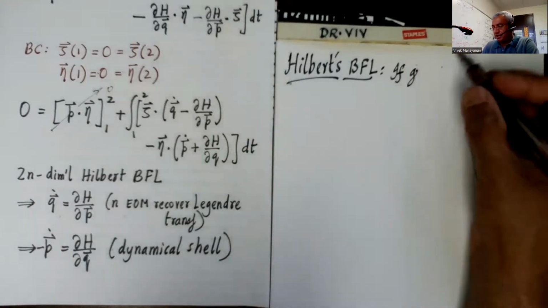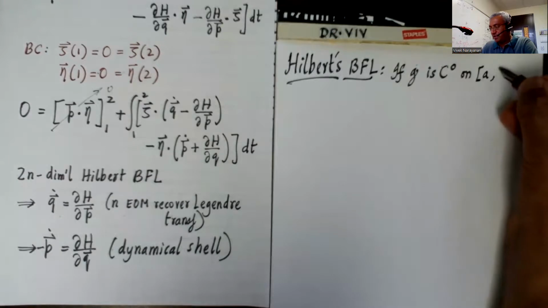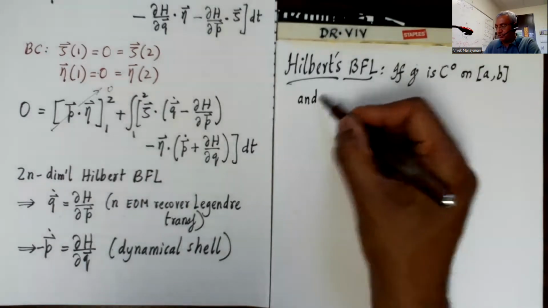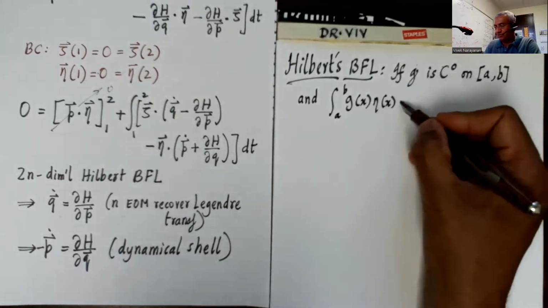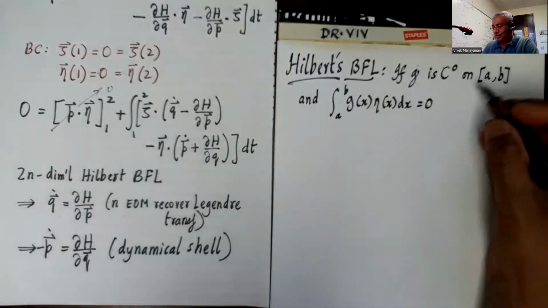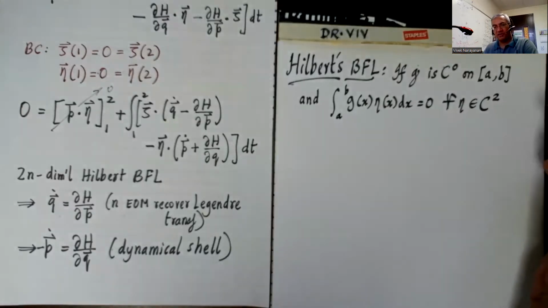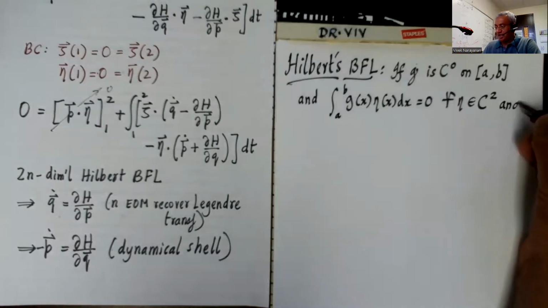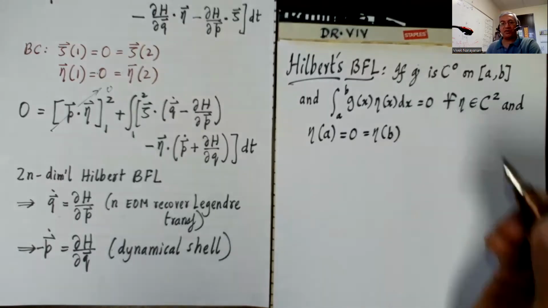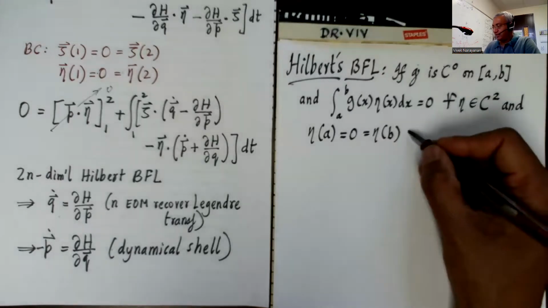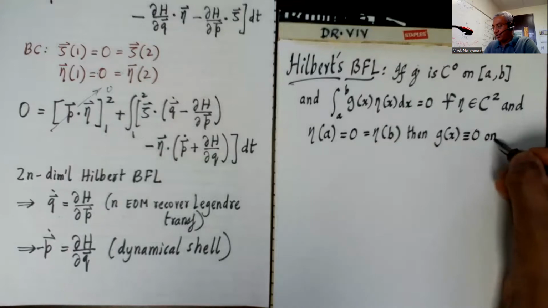If you have a function g that is continuous, continuous functions are indicated as C naught, on some closed interval AB, and the integral of g of x times some eta of x dx is 0 on that interval for all eta that is at least C2, which means second partial derivatives are continuous, and such that eta vanishes at both the initial and final points, then we have that g of x is identically 0 on AB.